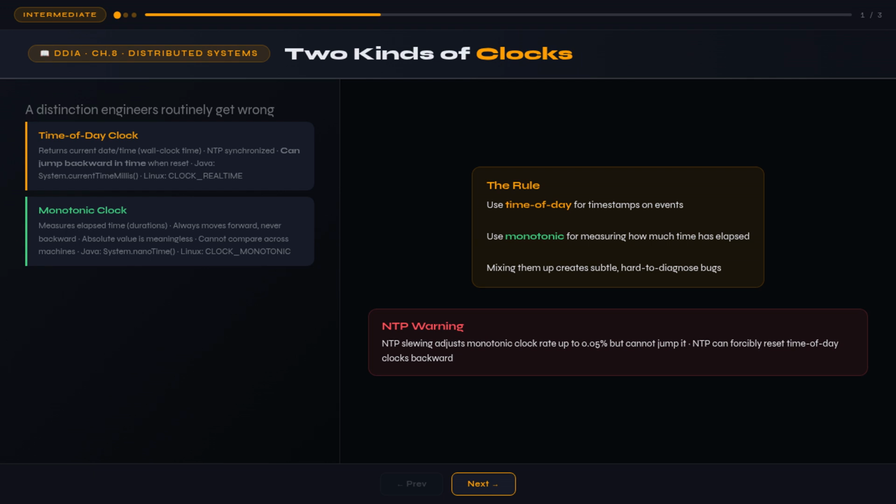But here is the trade-off: the absolute value of a monotonic clock is meaningless. It might be the number of nanoseconds since the computer started. You cannot compare monotonic clock values from two different computers because they don't mean the same thing. The rule is simple once you understand it: use time-of-day clocks for timestamps on events. Use monotonic clocks for measuring how much time has elapsed. Mixing them up is a source of subtle, hard-to-diagnose bugs.